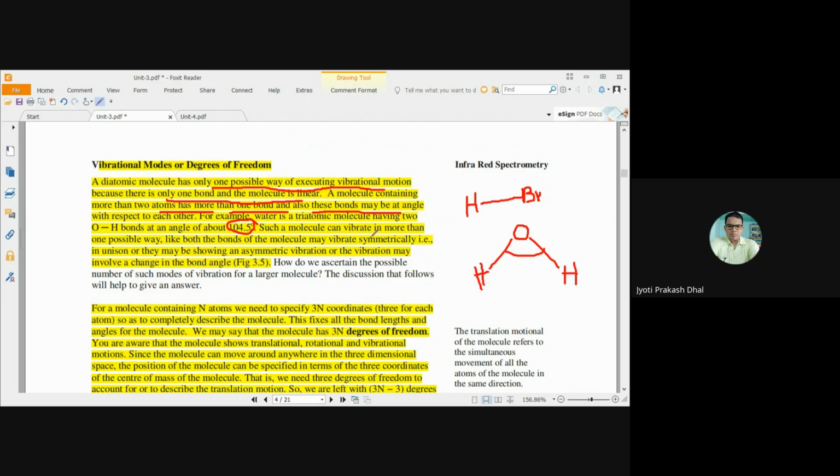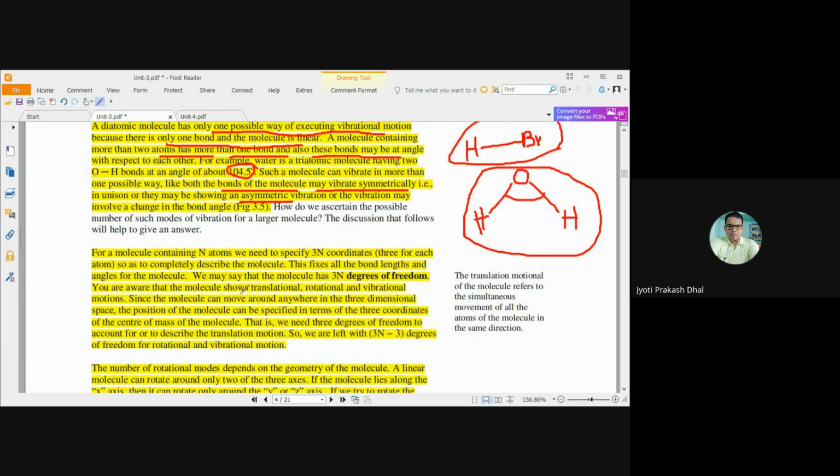Such a molecule can vibrate in more than one possible way. A linear diatomic molecule will vibrate in a single way. But the water molecule, which is a non-linear molecule, will undergo vibration in more than one possible way. Both the bonds of the molecule may vibrate symmetrically, or they may vibrate asymmetrically, so that will give rise to different types of vibration. How symmetric and asymmetric vibrations are possible for non-linear molecules, we will discuss later.